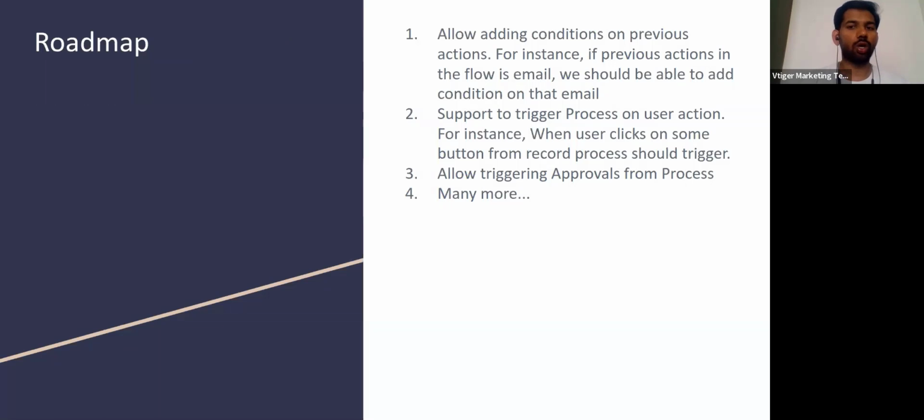Now coming to the roadmap. Right now I showed you the actions and triggers, pretty much similar to what we have in workflow. That is how we released in phase 1. In the coming releases, we want to add more abilities to it, and these are a few important things I would like to share. First thing is allowing to add condition on previous action.